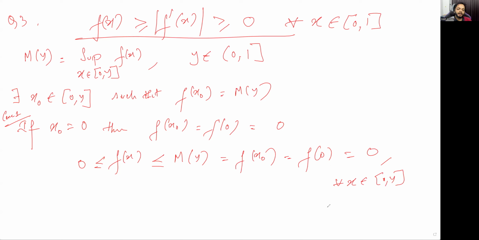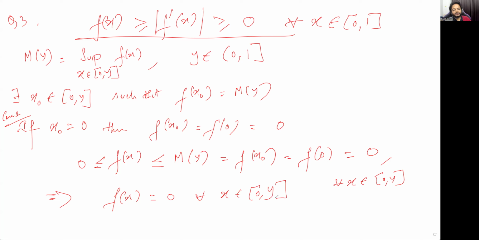So this would imply that f of x is greater than or equal to 0, and also less than or equal to 0. So we can say that the function is equal to 0 for all x belonging to the closed and bounded interval 0 to y.